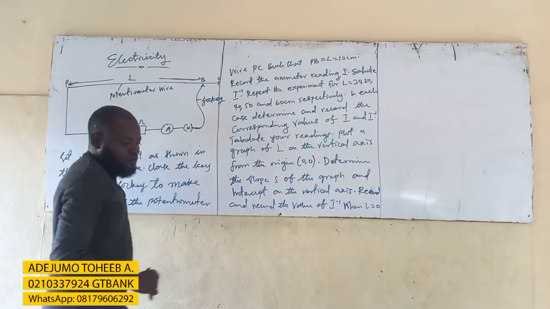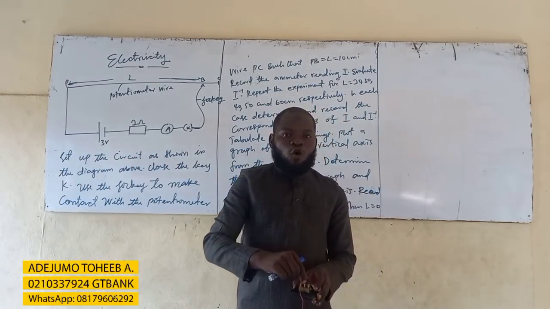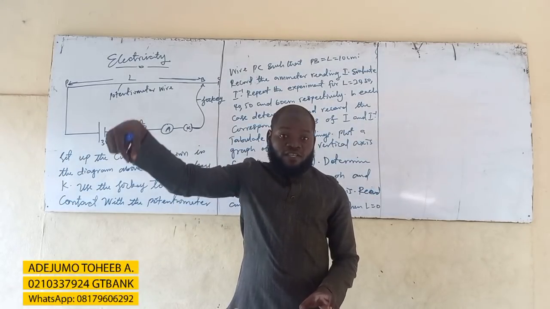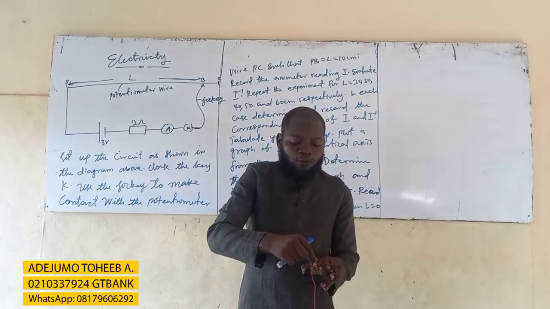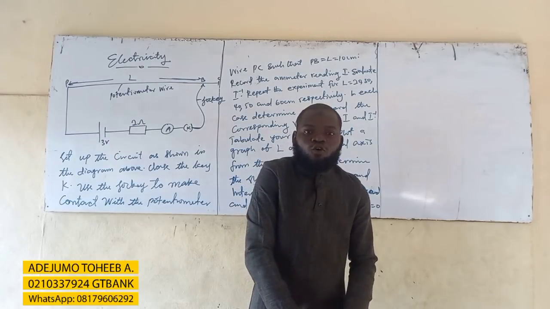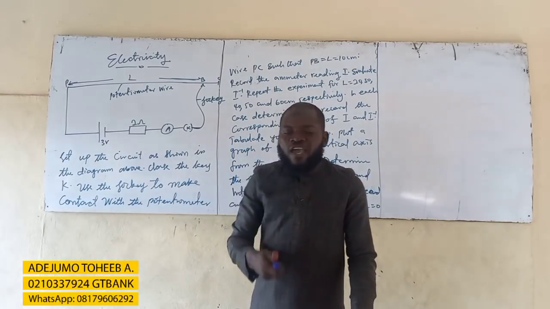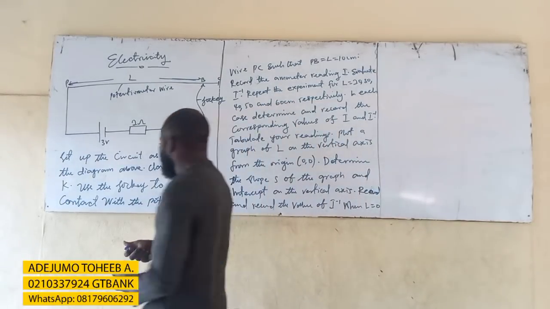Close the key. What does it mean to close the key? I told you earlier that when you open the key like this, you already switch it off. When you put the key back, you've switched it on. Are you getting it now? So they say close the key. It means switch the circuits on. When you switch the circuits on, what's the next thing to do?